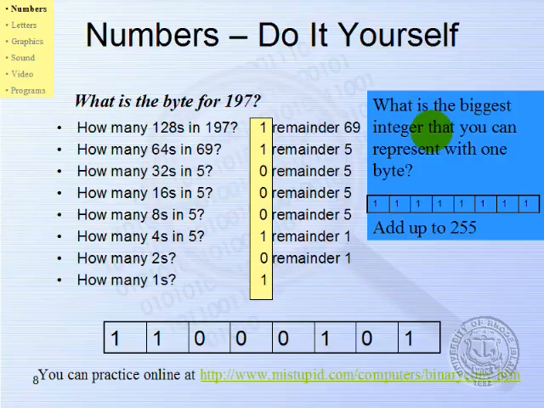Well, obviously computers work with integers bigger than 255. The reason they can do this is that computers don't use a single byte to represent a number. They will often use multiple bytes to represent numbers. So with multiple bytes you can get very, very large numbers represented.